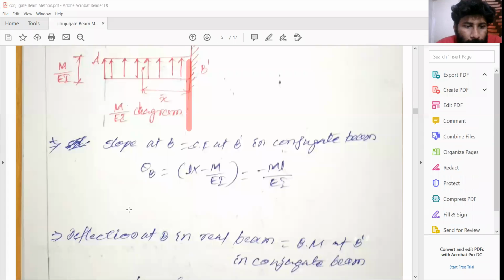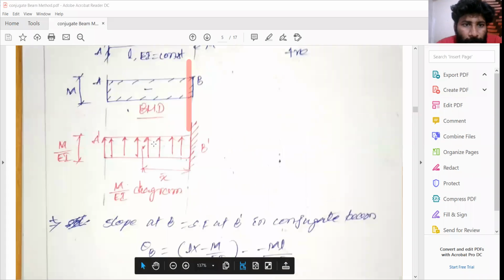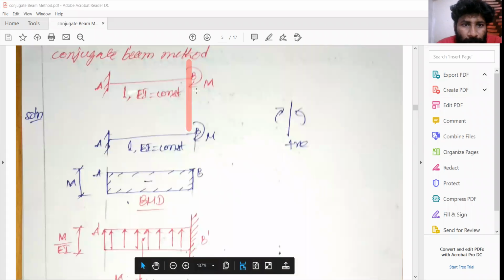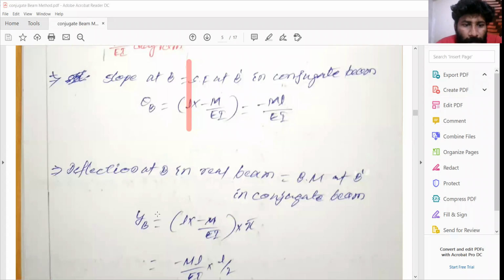And again, the deflection at B in the real beam. I want to find the deflection here. The deflection in the real beam is equal to the bending moment of the M by EI diagram about B in the conjugate beam. That will be the deflection in the real beam, Y B.